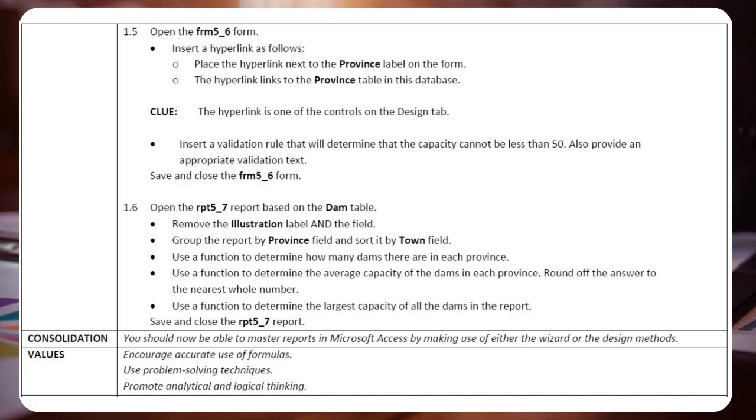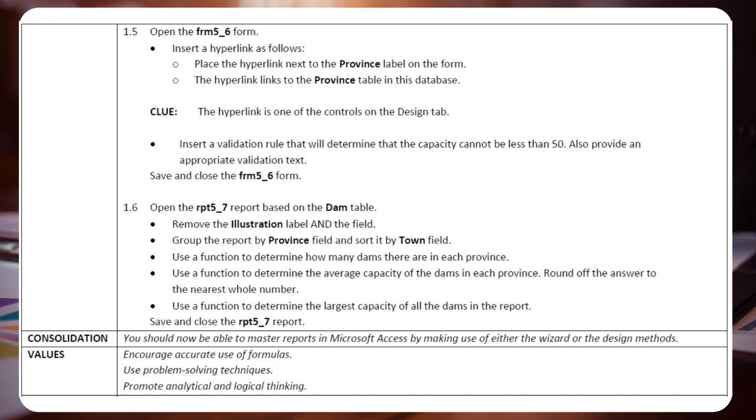1.5 Open the FRM5_6 form. Insert a hyperlink as follows. Place the hyperlink next to the province label on the form. The hyperlink links to the province table in this database. CLUE. The hyperlink is one of the controls on the Design tab. Insert a validation rule that will determine that the capacity cannot be less than 50. Also provide an appropriate validation text. Save and close the FRM5_6 form.